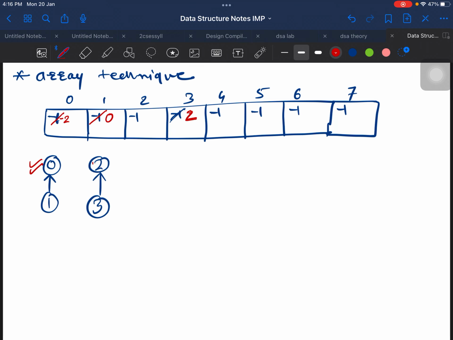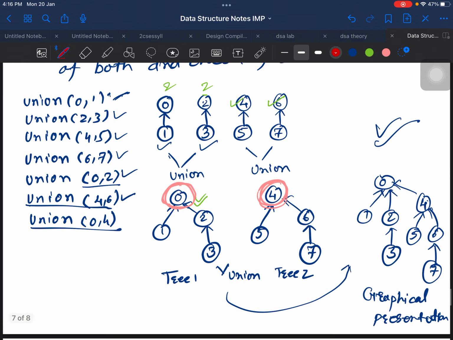Now what is there in 2? In 2, minus 1 is there. No issue, 2 is the root, that's why the minus sign is required. But instead of writing minus 1, I will write minus 2. Why am I writing minus 2? Minus represents root and 2 represents the number of nodes in that set. So the second node has 2 nodes in that set.